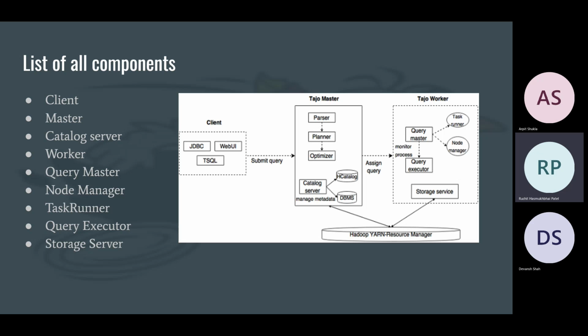There is also a node manager in Tajo worker, which manages all the resources of the worker node, and the task runner, which you can see above the node manager. It acts as a local query execution engine, and it is used to run and monitor query processes. There is also a query executor, which is used to execute a query, and in the lower part you can see a storage service, which I have already explained previously. It basically connects the underlying data storage to Tajo.